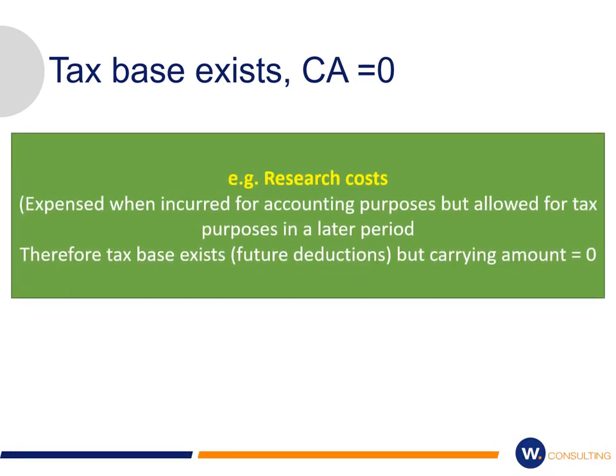Research costs, that's another example. It's expensed when it's incurred for accounting purposes, but it's allowed for tax purposes in later periods. I don't know if that's really the rule, but in certain instances, depending on what your tax specialist would tell you, for certain intangibles that may be true. So a tax base exists. In other words, we have future deductions that are coming, but our carrying amount is zero.